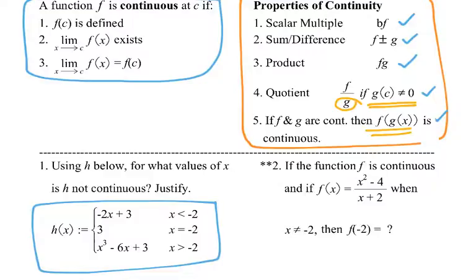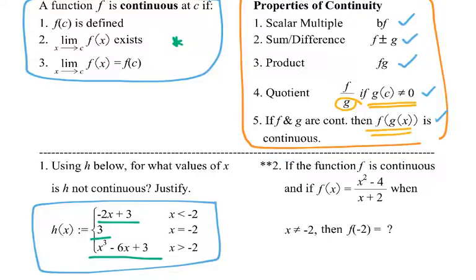Now, this piecewise function has three separate pieces, and each of those pieces on their own are continuous. Negative 2x plus 3 is continuous, that's a line. 3 is continuous, that's just a horizontal line at y equals 3. And x cubed minus 6x plus 3 is a continuous function, that's a cubic function. So each of these pieces on their own are continuous. Now we have to use these rules to see whether those pieces match up, and this is where limits are going to come into the picture.